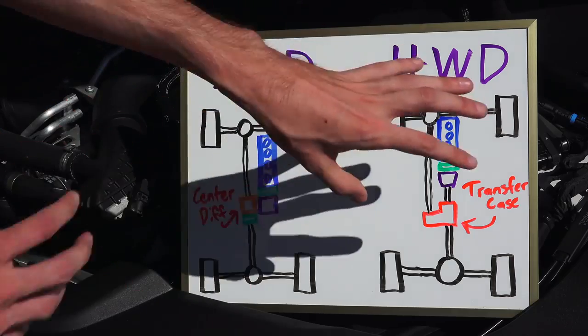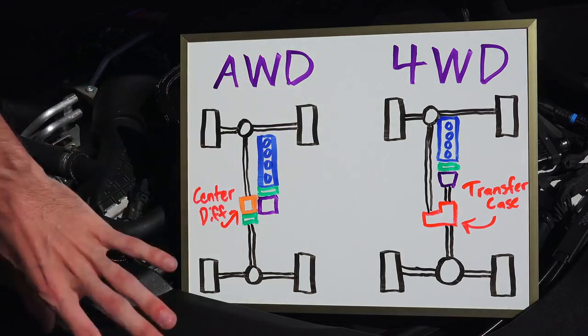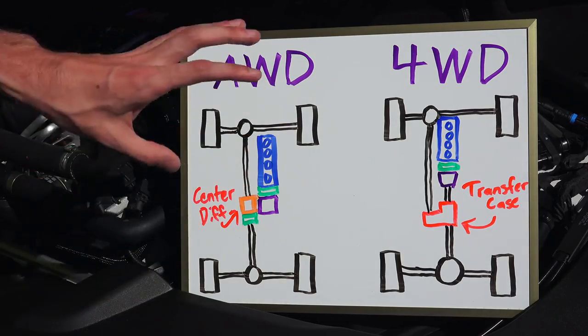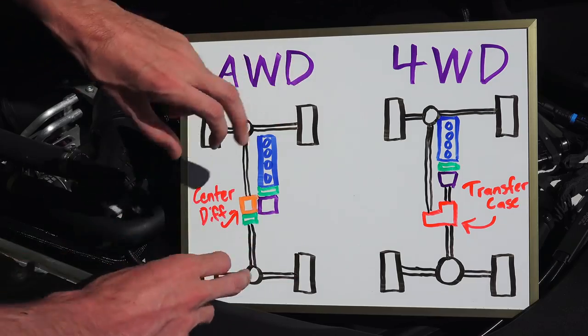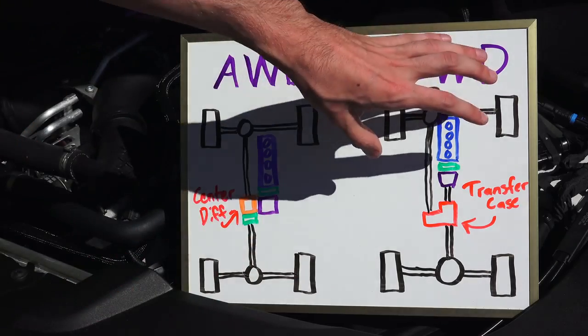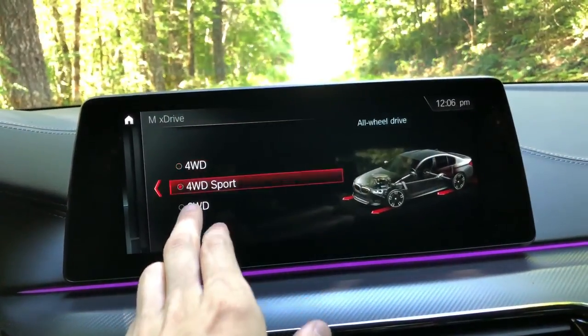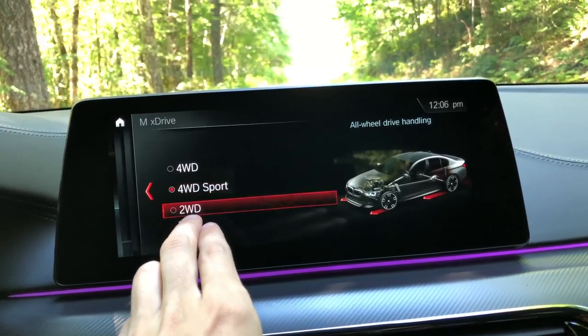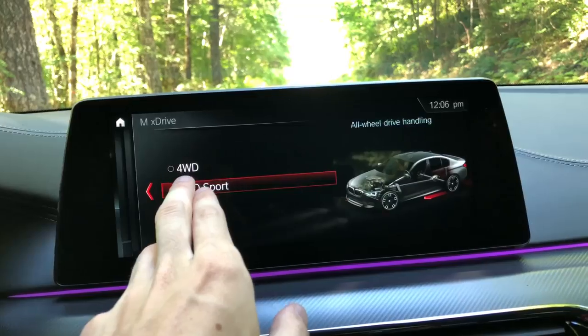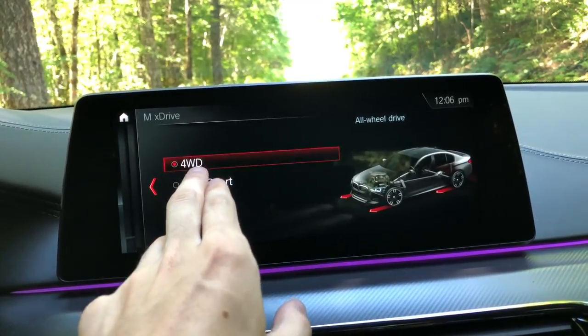But the big difference between these two is that with all-wheel drive, the driver isn't choosing what's happening. The system itself is always determining where it wants to send that torque. With four-wheel drive, using this transfer case, the driver actually chooses: do I want to send power just to the rear wheels, or do I want to send power to both the rear wheels and the front wheels?